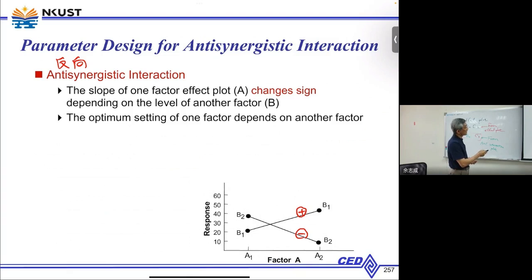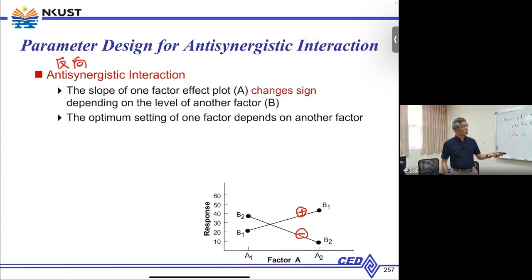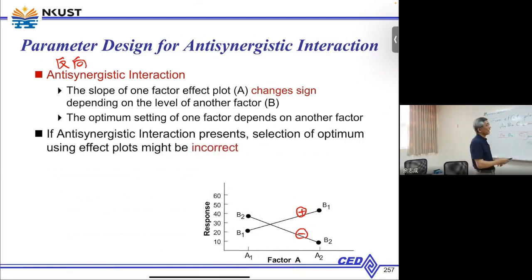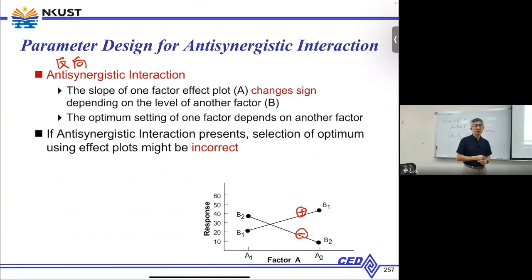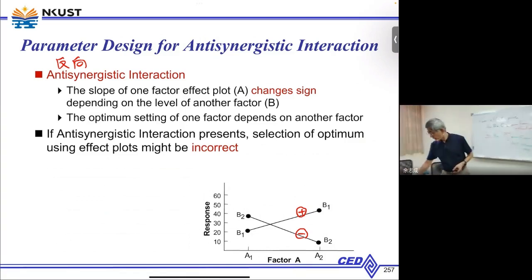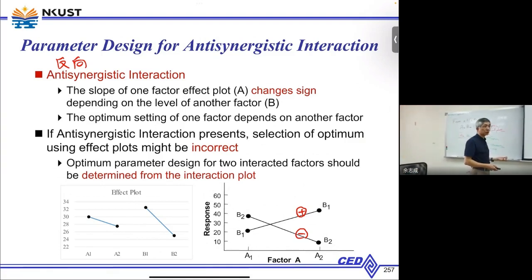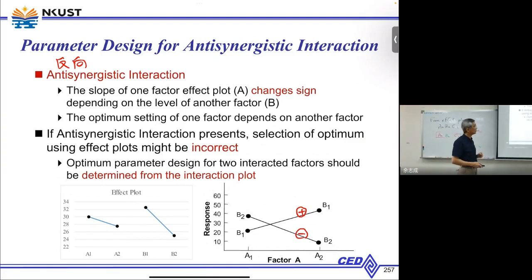So the optimal setting of one factor will depend on another. Which level is better, A1 or A2? The answer will depend on the selection of factor B. So if an anti-synergistic interaction is present, then the selection of the optimum combination from the effect plot will be different, or I should say might be different, from the selection from the interaction plot.